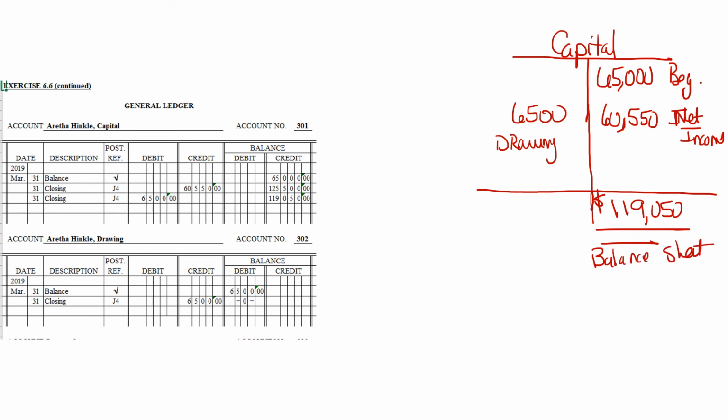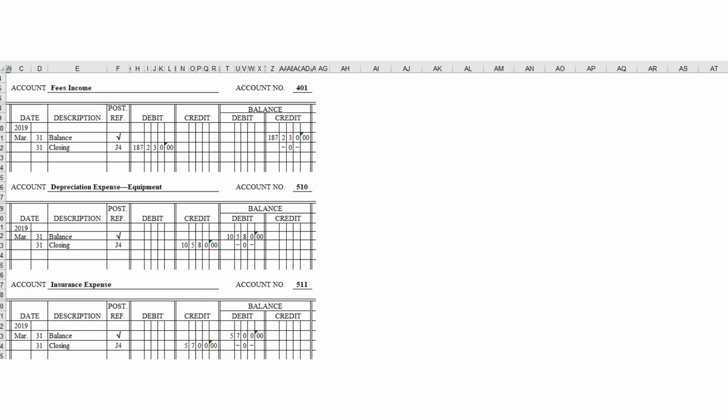All right, everything else, just to show you again, in the 4-column format, what we would have done is, for example, in this one, drawing, we would have said, okay, drawing has a debit balance of $6,500. The closing entry would have been a credit, and of course, that would have given you a zero balance. Notice they're showing a zero balance for drawing. Okay, so here's the rest of them. Notice you've got fees income, and then here's your depreciation expense, insurance expense, and again, notice they're showing you all of these have a zero balance at this point.